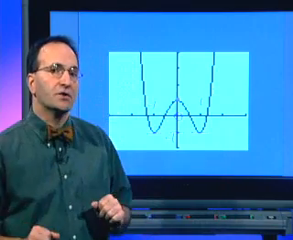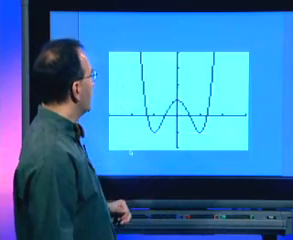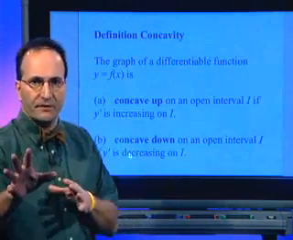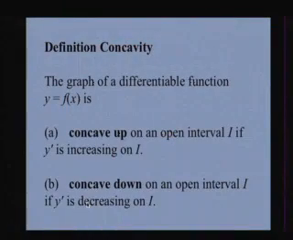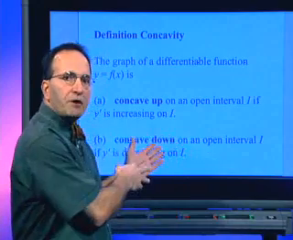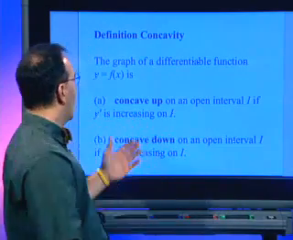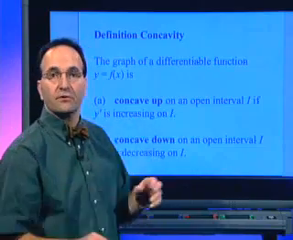All right, let's move on to concavity. With concavity, well, let's define it first. The graph of a differentiable function, y equals f of x, is concave up if on an open interval I, the first derivative is increasing on the interval. And it's going to be concave down on the open interval I if y prime is decreasing on the interval. Let me draw a few sketches to illustrate concave up and concave down, for when the first derivative is increasing and decreasing.